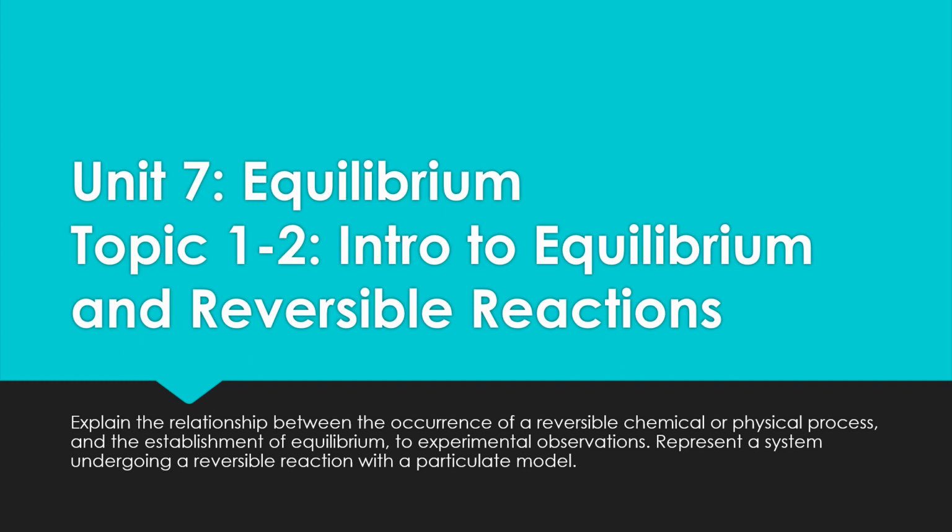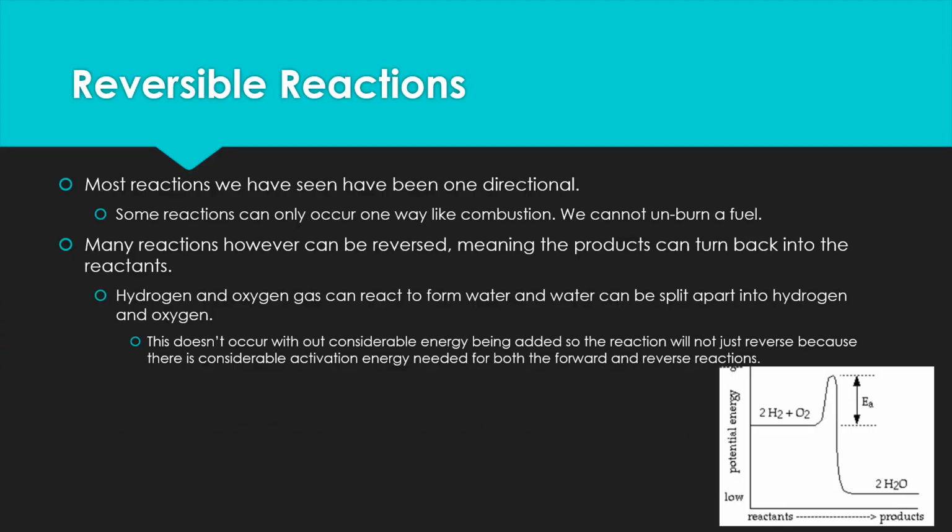So equilibrium is something we touched on last year. We learned some of the basics in regular chemistry or honors chemistry. So now we're going more in depth, especially with calculations in this unit, lots of calculations. So we're going to look in this topic at explaining the relationship between the occurrence of reversible chemical and physical processes and the establishment of equilibrium to experimental observations. So we will represent a system undergoing a reversible reaction with a particulate model as well. So we're going to look at what happens when something is reversible and how it establishes equilibrium.